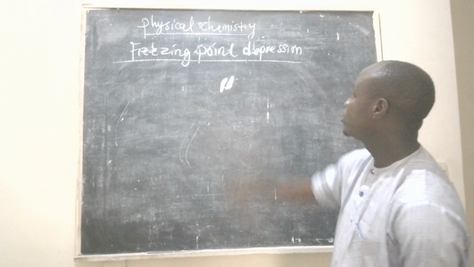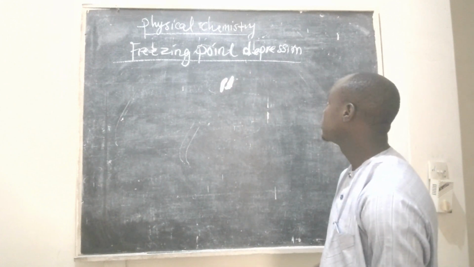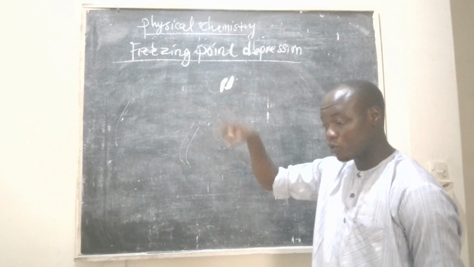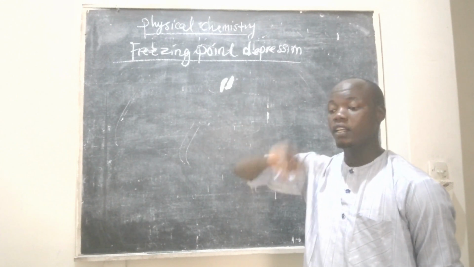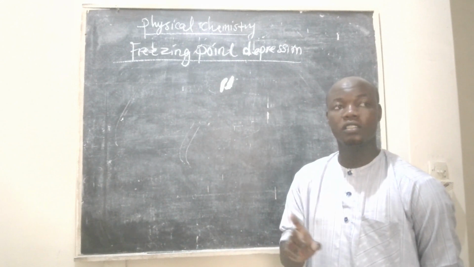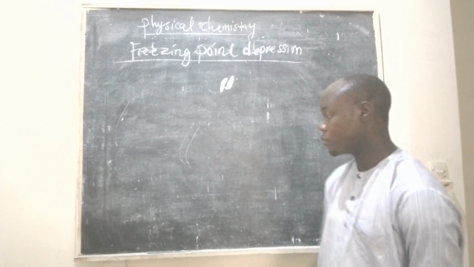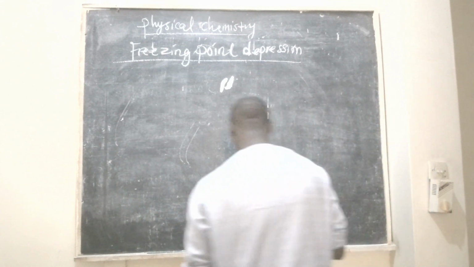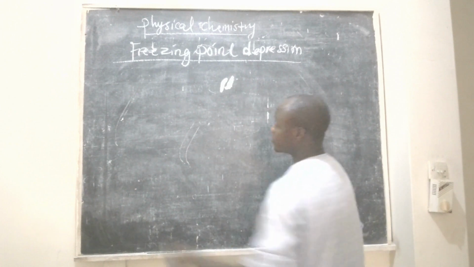So the next thing that you are going to look at is freezing point depression. The word depression means lowering. In the case of freezing point depression, it's a situation where, when you are adding solute particles, the freezing point will decrease. We also have a formula here for calculating freezing point depression.